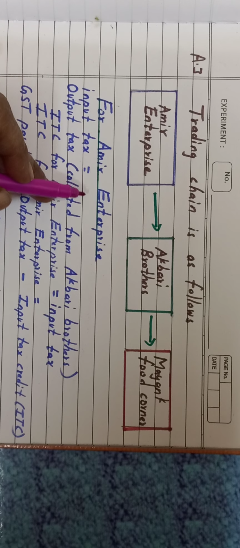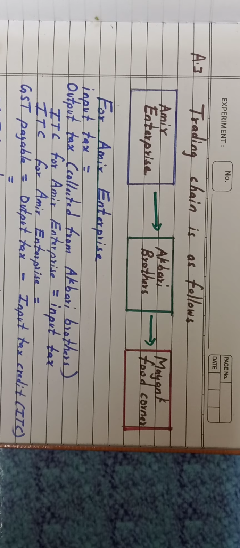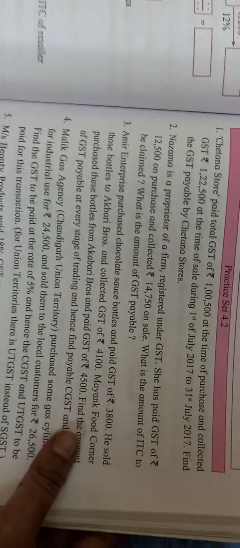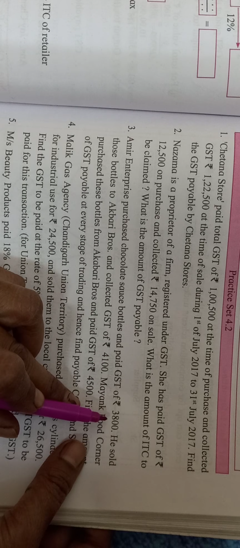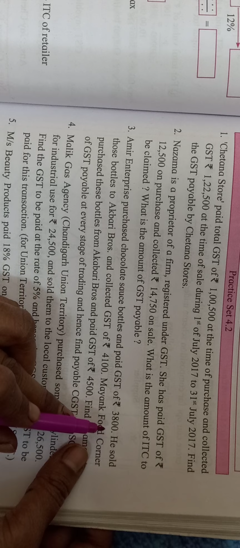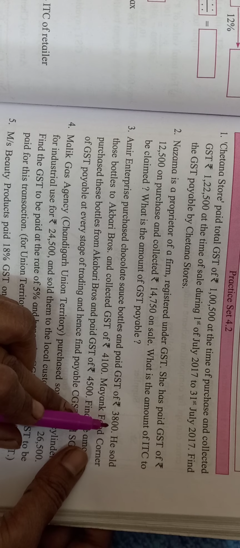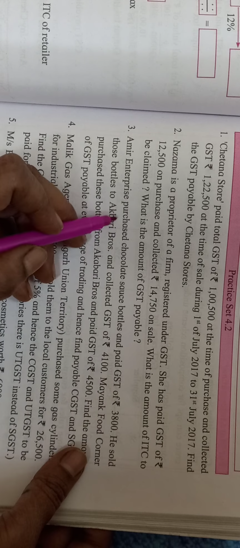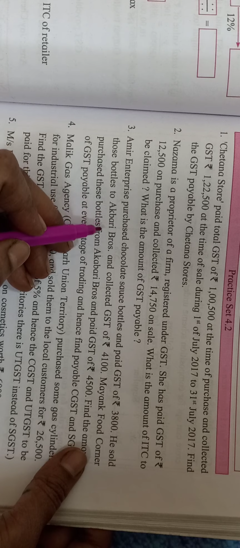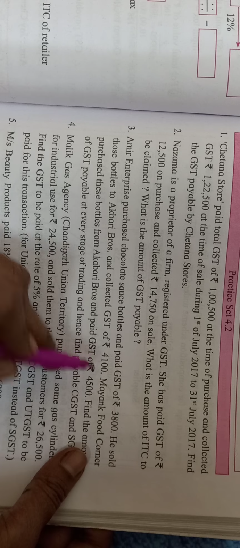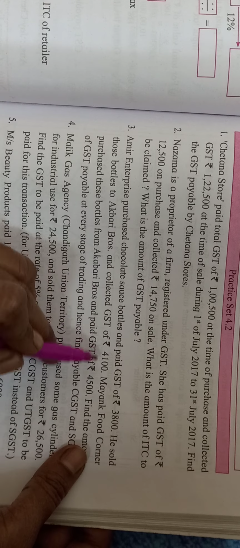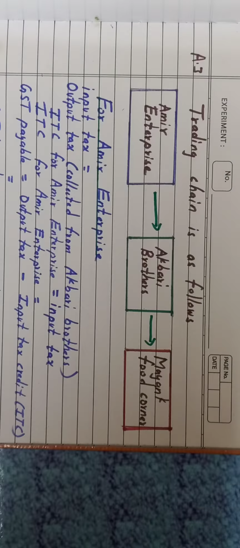So I have written here for Amir Enterprise, input tax is equal to. As I said, it is purchased. So in your input tax will be what? Purchased sauce bottles and paid GST of rupees 3,800. So for Amir Enterprise, the input tax will be 3,800. How many times have we discussed purchase? And sold to Akbari brothers, collected GST of rupees 4,100. This is collected, so it is 4,100 output tax.